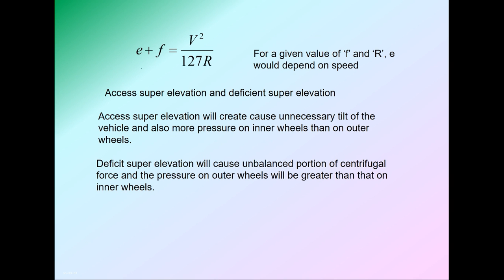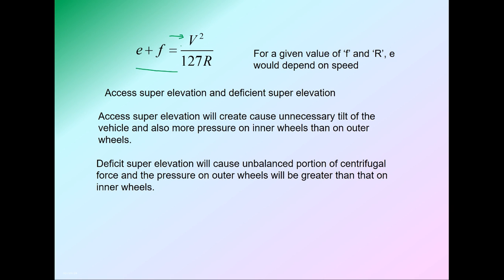Now if you look at this equation, E plus F is equal to V square upon 127R. For a given value of F that we assume, 0.15, this superelevation will depend upon speed and radius of circular curve. Now the radius of the circular curve is also decided based on the geometry of the road, depending upon the alignment, and therefore E will be directly proportional to the speed. So more speed means more requirement of superelevation.